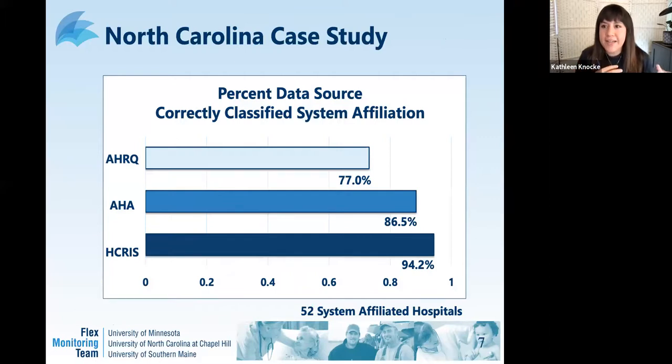We in North Carolina looked at each of these data sources, and since we're super familiar with the hospitals, we actually know which are in system and which are out of system. According to our understanding of the hospitals for the year 2018, this is how the breakout across the data sources looks. 77% of the time, the ARC data source correctly indicated whether a hospital was in a system or not. For AHA, that's 86.5%, and for HCRIS, that's 94.2%.